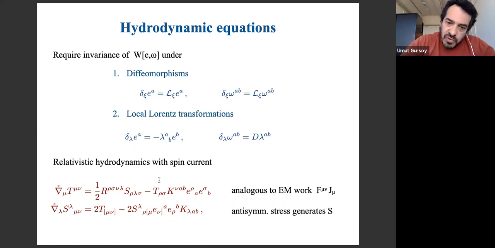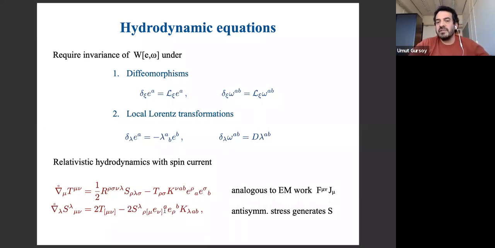And there's an additional term in the presence of contortion. This is an antisymmetric part of the energy momentum tensor that couples to the contortion. This can also be understood as some kind of work term. The second equation is coming from these local Lorentz transformations, and that gives the conservation of the spin current. Actually, it's not conserved in the presence of some antisymmetric part of the energy momentum tensor, as you can see, and also in the presence of contortion.